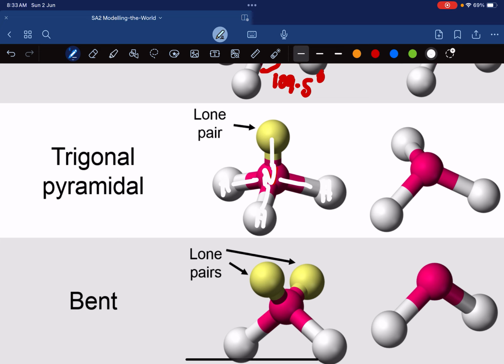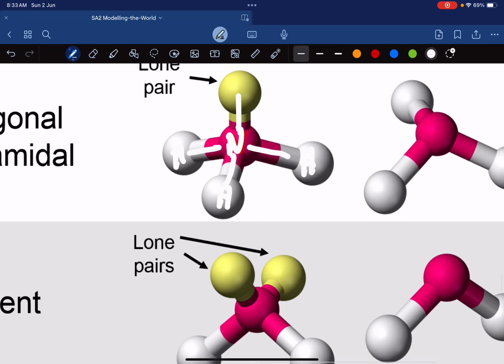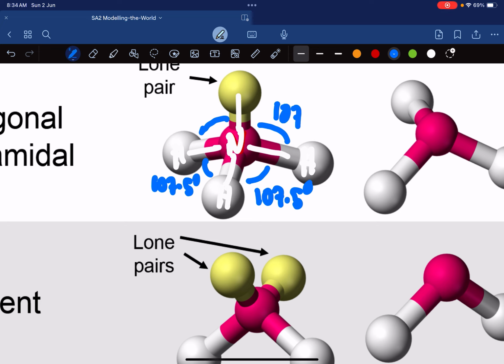Now what happens is this angle here becomes 107. When I learned it, it was 107, but now it says it's 107.5. Should you memorize these angles? I think for these basic ones, yeah, you should. It'd be a good idea. So the angle between the hydrogens, from this hydrogen to this hydrogen, will also be 107.5.